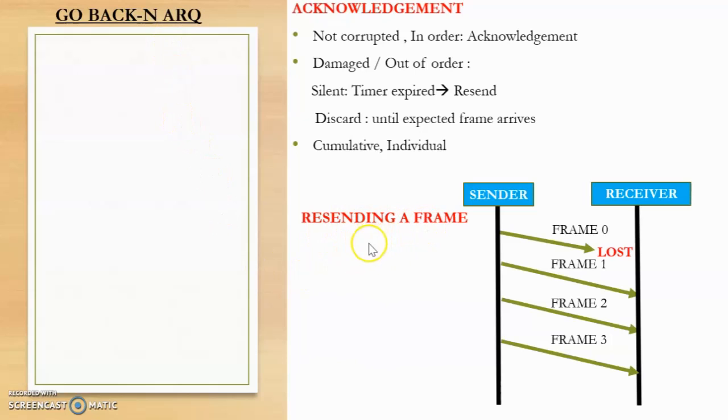Now, one problem of Go Back N is that a lot of frames may be retransmitted. We know that the sender can send multiple frames at a time. So, suppose the sender has sent frames 0, 1, 2 and 3, and consider that frame 0 is lost during transmission. But in Go Back N, the receiver will always accept frames in order. So the receiver will wait for frame 0, and even if frames 1, 2 and 3 arrive, it will discard these frames.